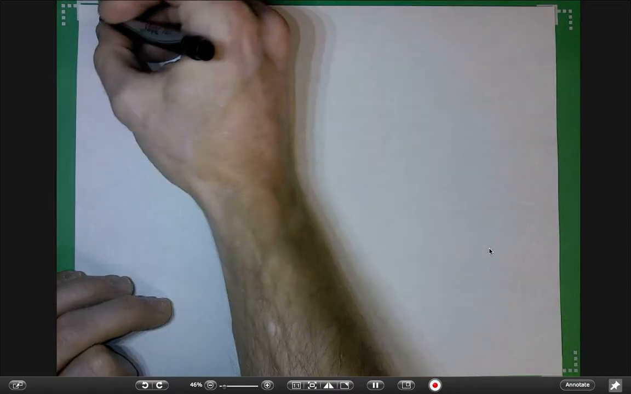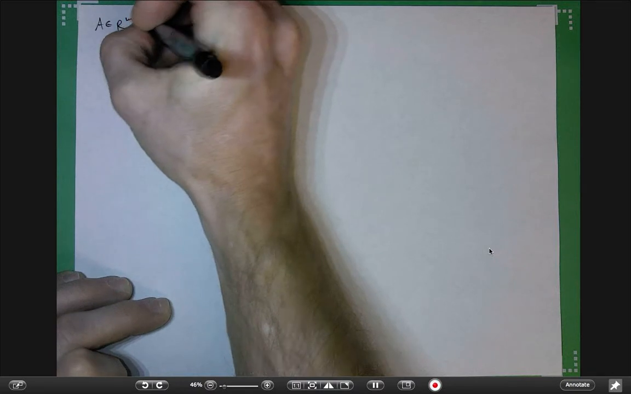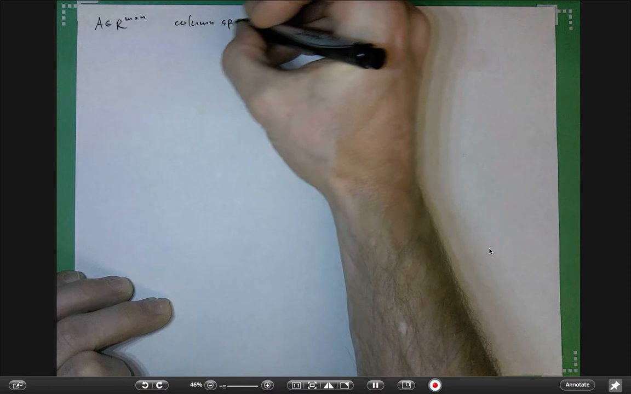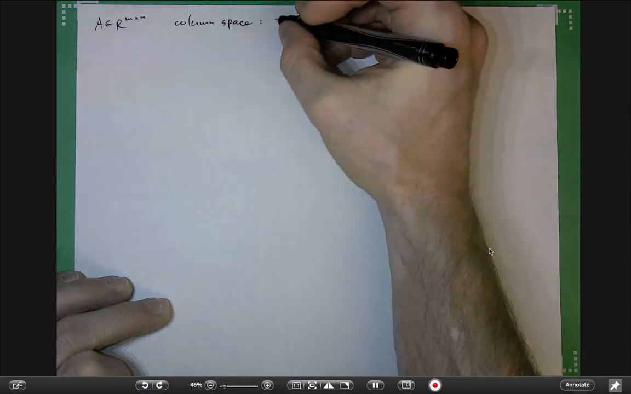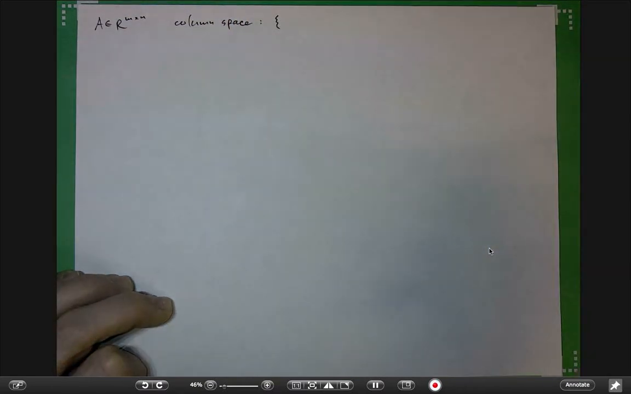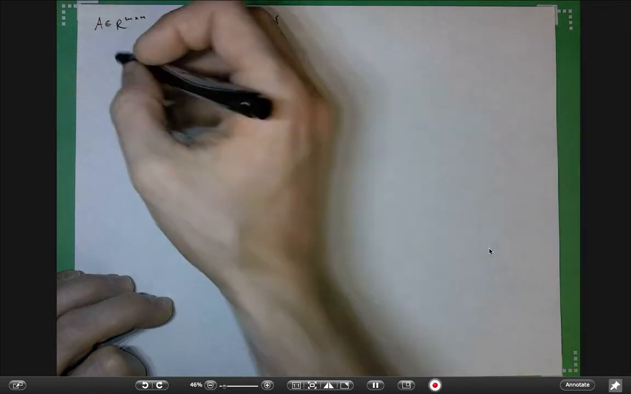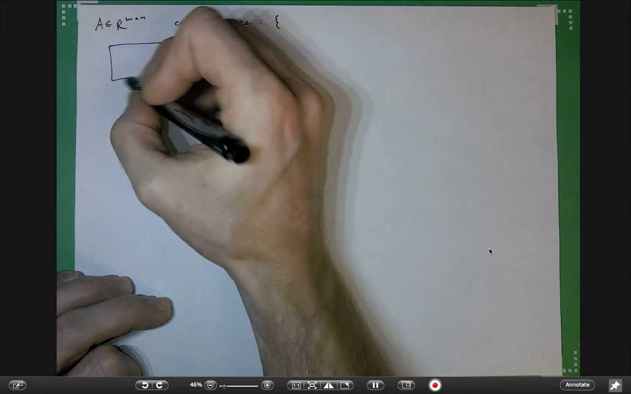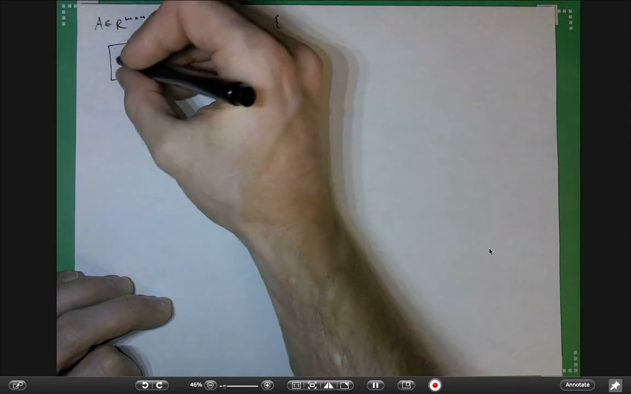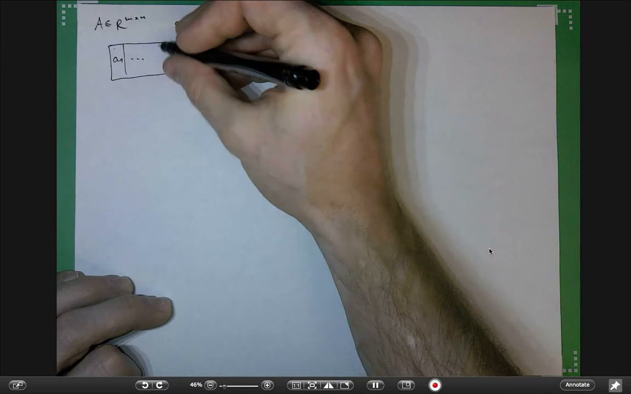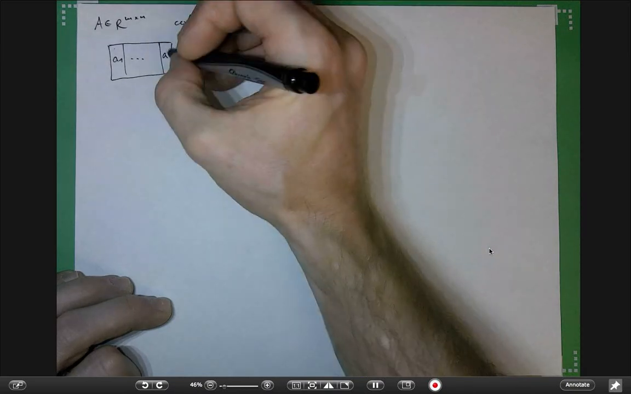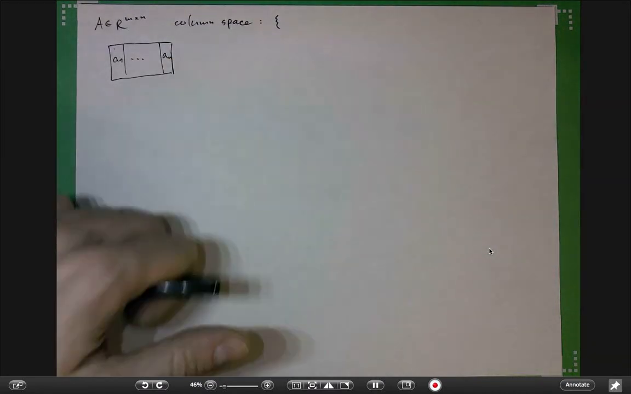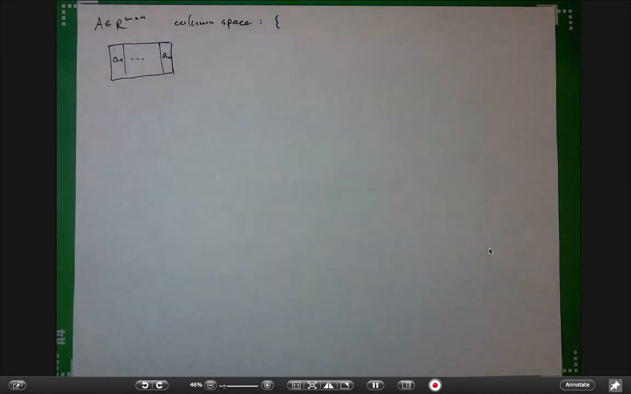So if I have a matrix, let me copy that, m by n. So the column space of this matrix is, what is the column space? Maybe we could first say it intuitively, right? If I have a matrix that looks like this, it has some columns, A1 to An, n columns, right? M rows and n columns. So can you tell me what is the column space of this matrix?